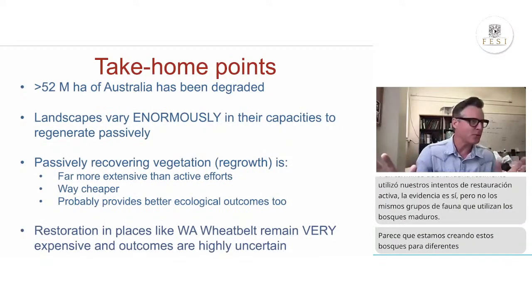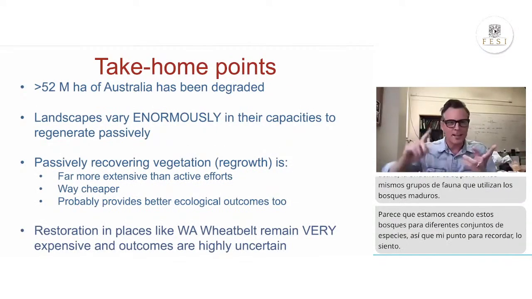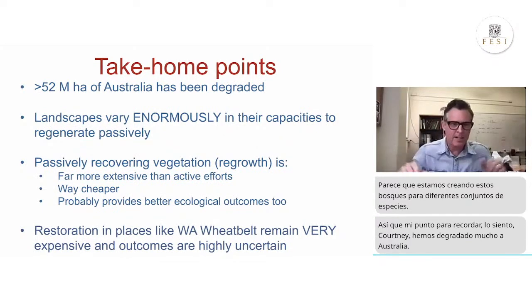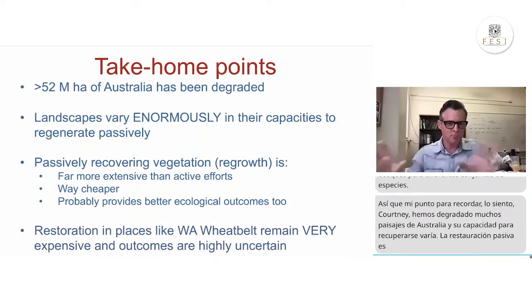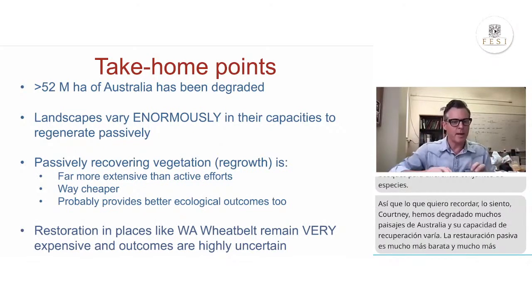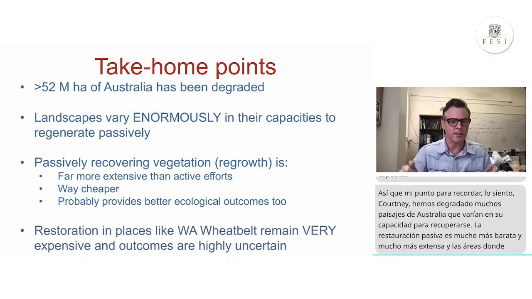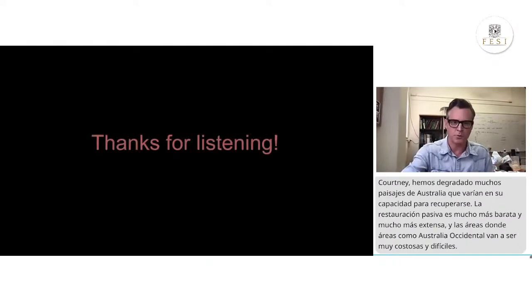So my take-home point, sorry, Courtney: we've degraded a lot of Australia. Landscapes vary in their capacity to recover. Passive restoration is much cheaper and much more extensive. And areas like Western Australia are going to be very expensive and difficult to restore. Thank you.